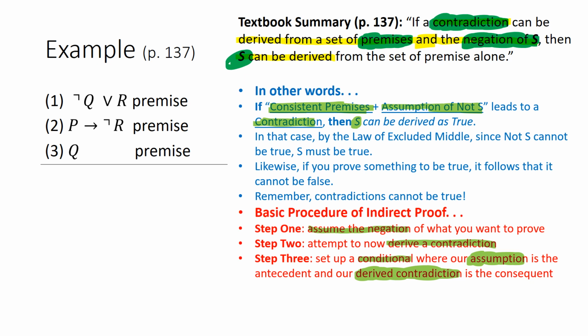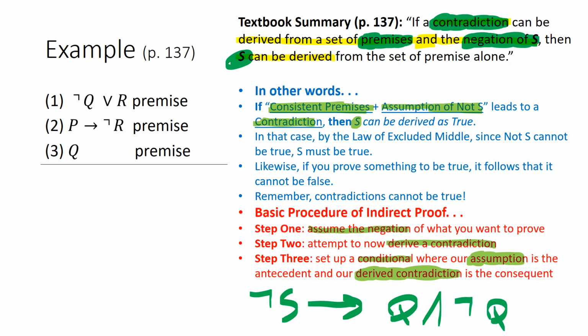But basically, we have not S, and this we find out implies the contradiction Q and not Q. But this consequent here, Q and not Q, is a contradiction. It's logically impossible. It's logically false. So it thereby follows that the antecedent has got to be false. So not S is false, so S is true.